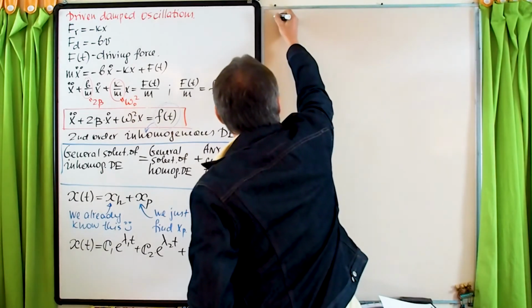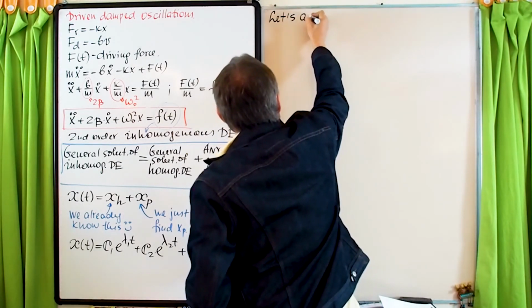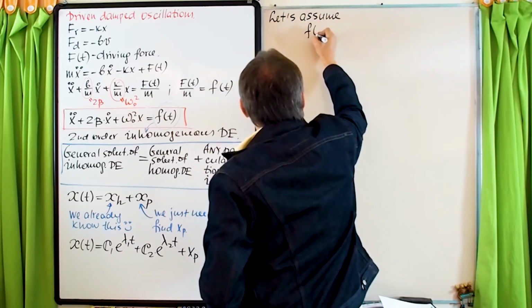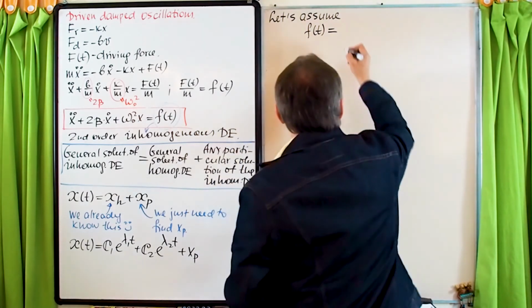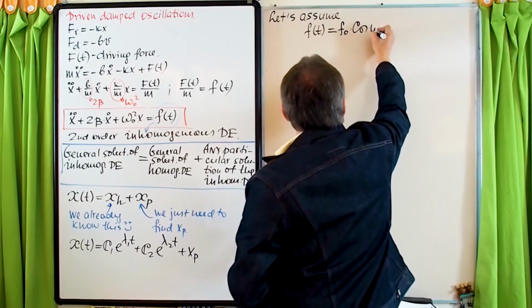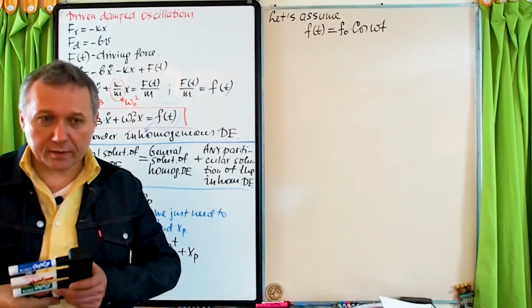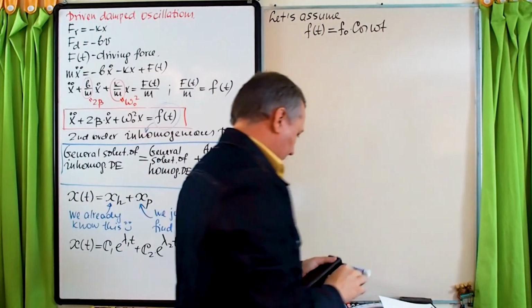So let's assume that f as a function of time equals f naught times cosine omega t. Again, this omega is the frequency of the driving force.